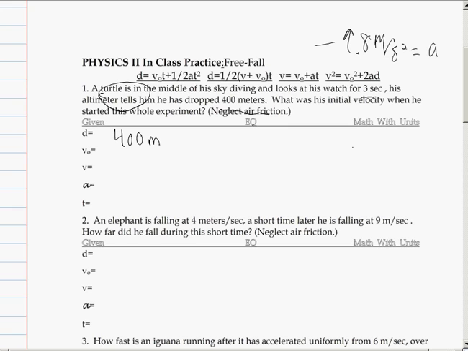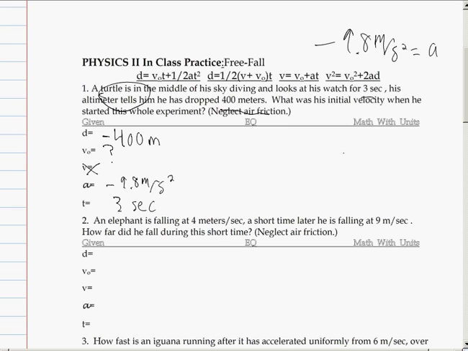But he fell down. So remember, we're defining down as negative y. So we're going to call that negative 400 meters. This is the one we want to know. The acceleration is going to be negative 9.8 meters per second squared the whole time. And we know he went for 3 seconds. So this is the one we're not interested in knowing.